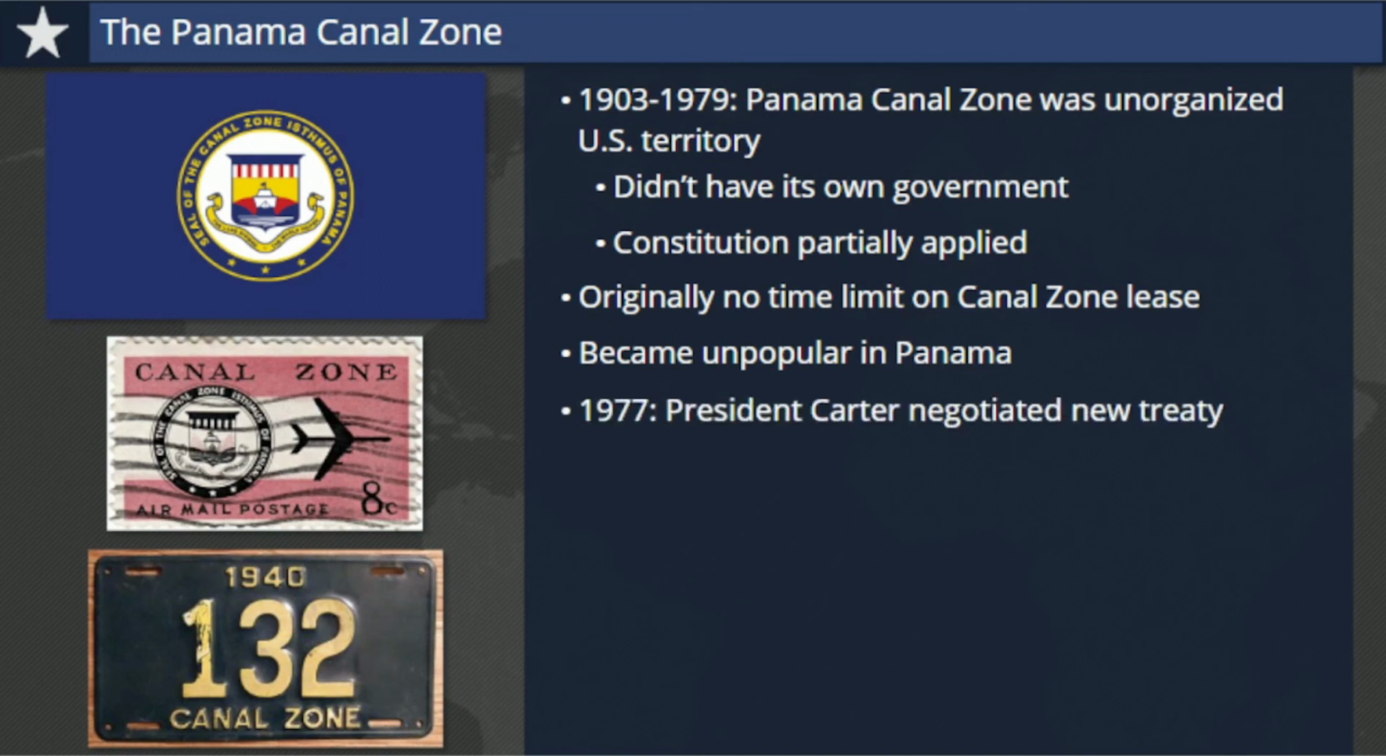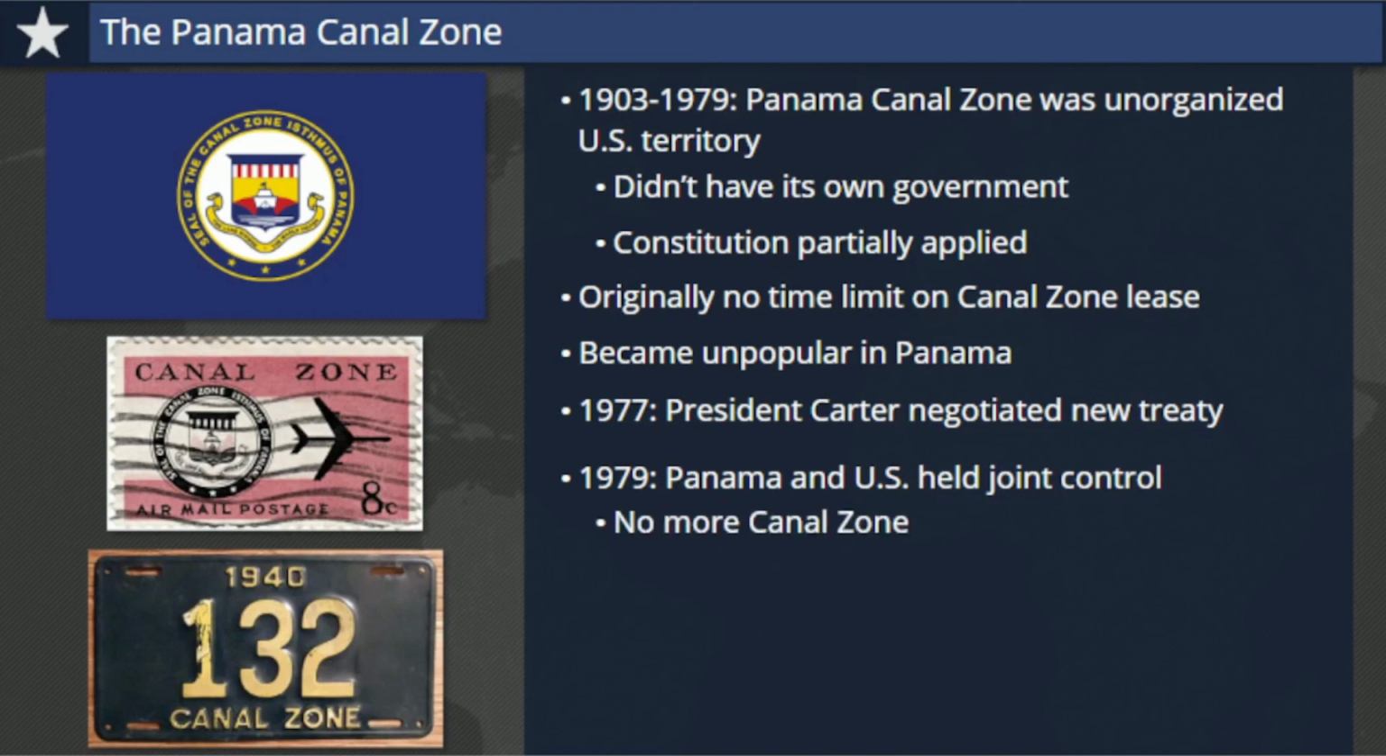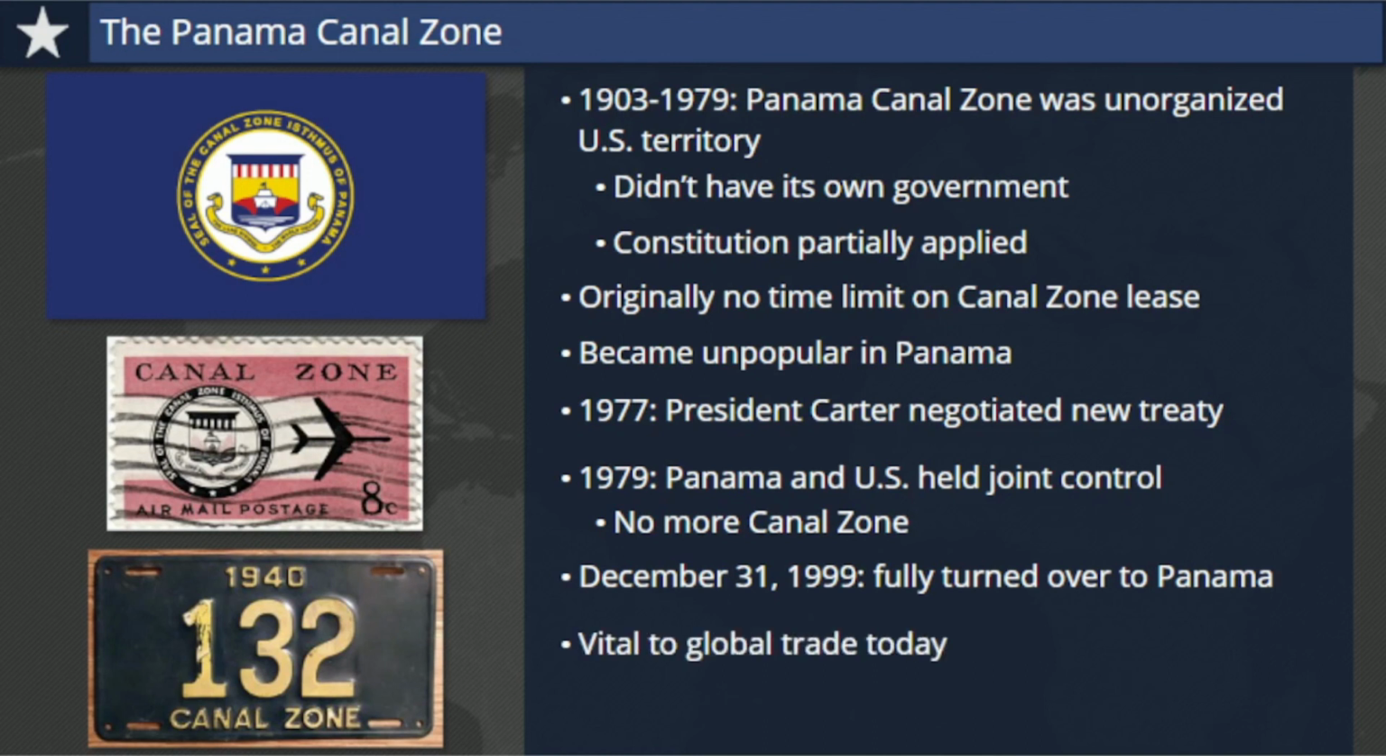In 1977, President Jimmy Carter negotiated a new treaty with Panama. When it took effect 2 years later, Panama and the United States held joint control over the canal and the surrounding territory, and the canal zone officially ceased to exist. On December 31, 1999, the canal was officially turned over to Panama, which controls it today. Many thousands of ships pass through the Panama Canal each year, and it remains vital to global trade today. Along with the Golden Gate Bridge and the Empire State Building, the canal has been called one of the 7 wonders of the modern world.